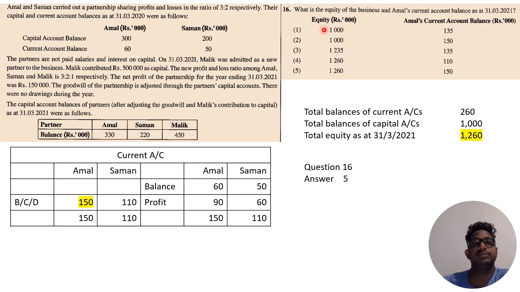They're asking the total equity. The total equity in the partnership is the total of the current accounts and the total of the capital accounts. So the total of the current accounts is 260, and the total balances of the capital accounts are given here, so 1000. So the total equity is 1260. So the correct answer for question number 16 is answer number 5.